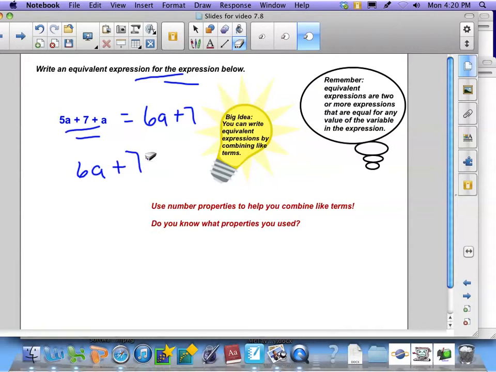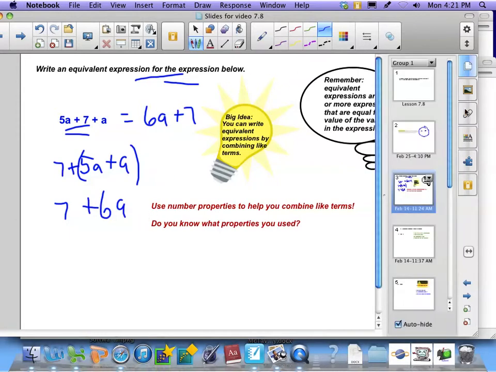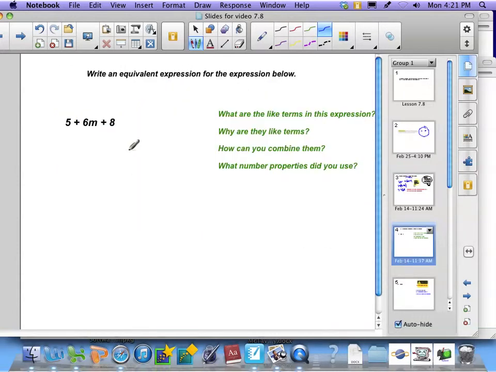There we used our knowledge of combining terms. You could also use number properties. If I were to rewrite this expression, the commutative property tells me I can add in any order. So I could have written 7 plus 5a plus a. Then I could use the associative property and group those together. 5a plus a is 6a, and I'd have 7 plus 6a. So you can use number properties or combining terms to help you.